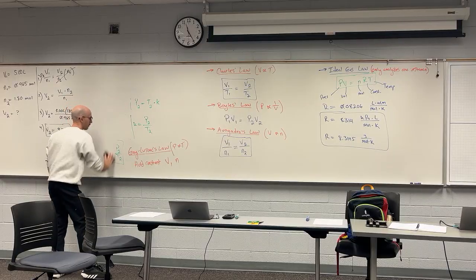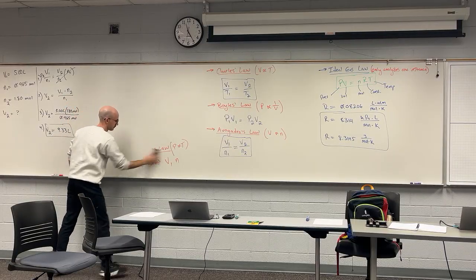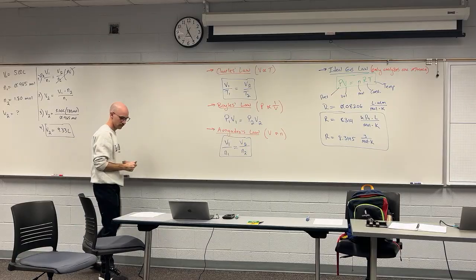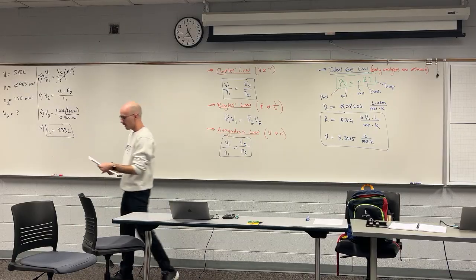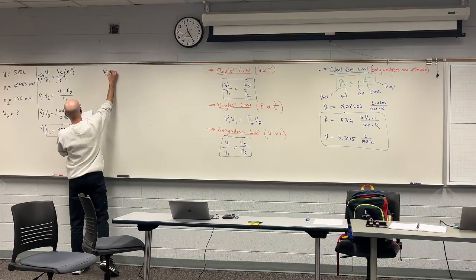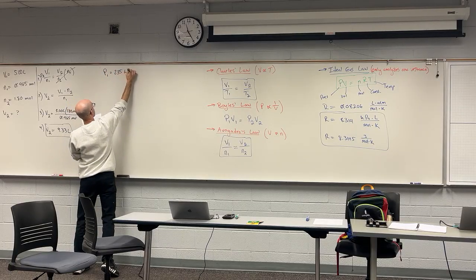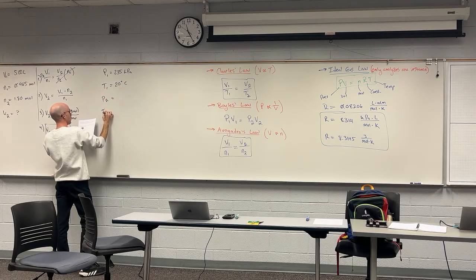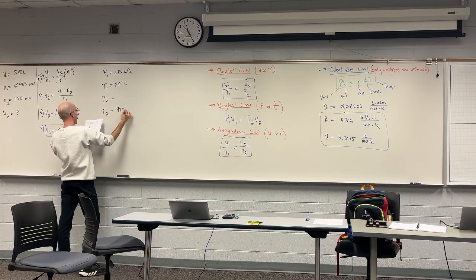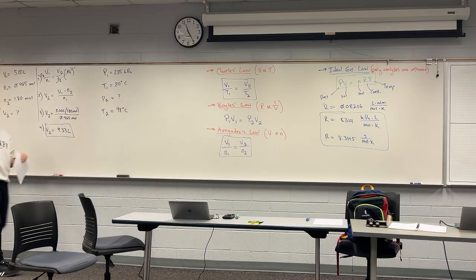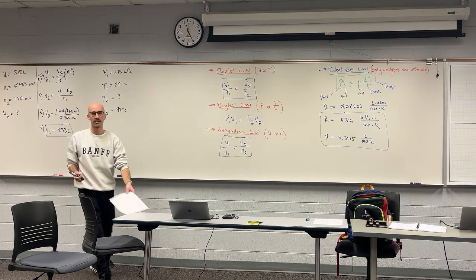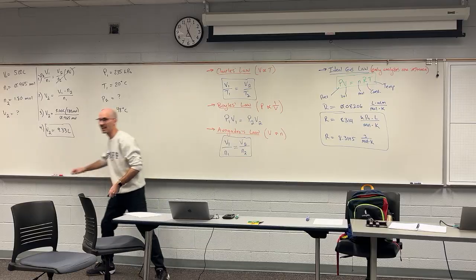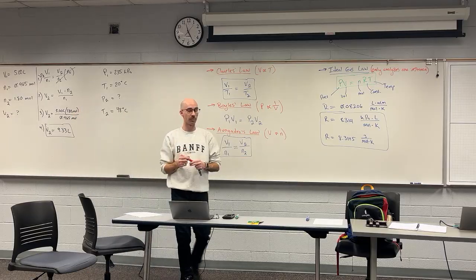Problem number 2. In a sealed gas container, the pressure is 235 kilopascals. The temperature is 20 degrees Celsius. If the can is warmed to 48 degrees Celsius, what will the new pressure be? P1, T1, P2, and T2. But we have to do some conversions on temperature. This was a big thing. You should probably put this in your notes a little bit earlier.